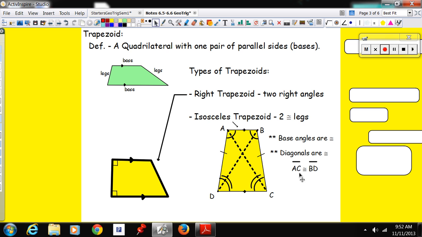Now the diagonals are congruent because the angles are congruent on both sides. Just like when we had a rectangle where you had 90-degree angles on both sides, since the angles were the same, the diagonals were the same. So that's the same case here. These two angles are the same as these two angles, so your diagonals have to be congruent. So that's a definition of an isosceles trapezoid, two congruent legs.